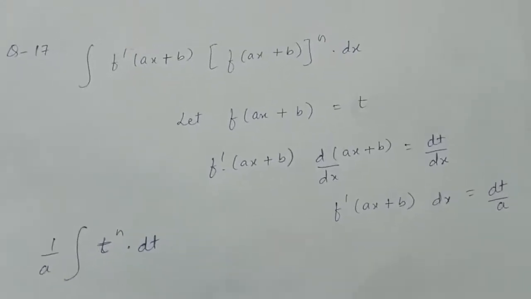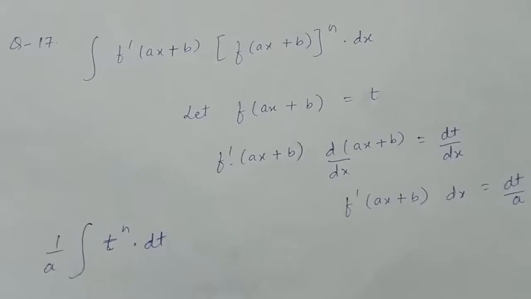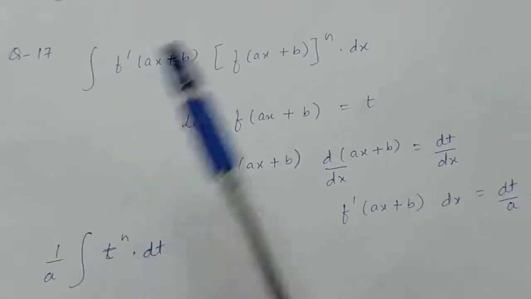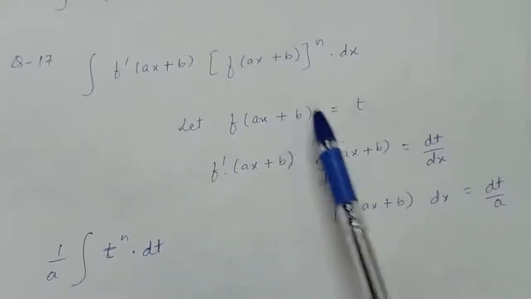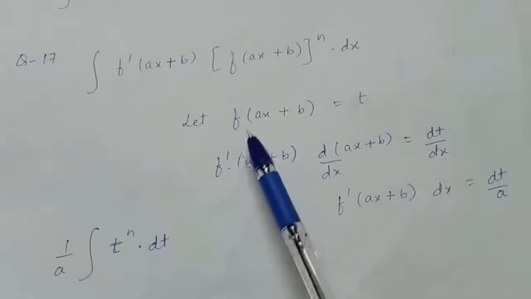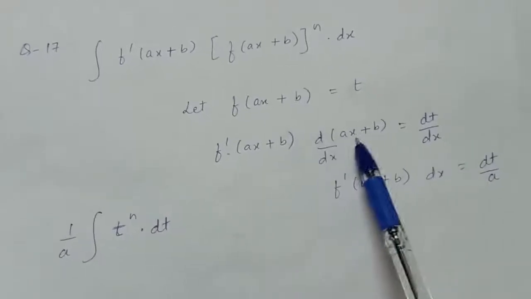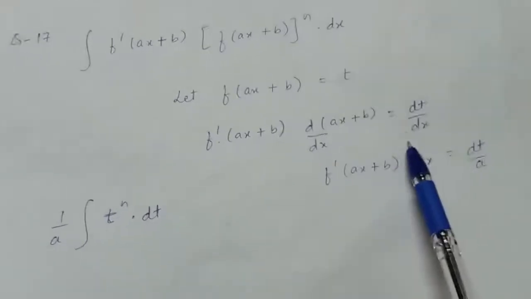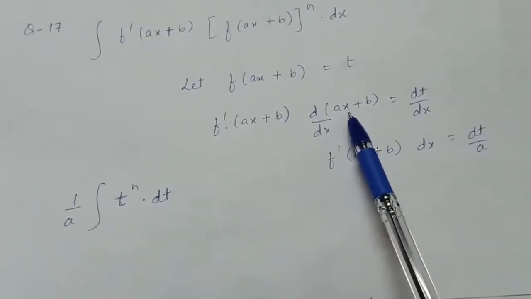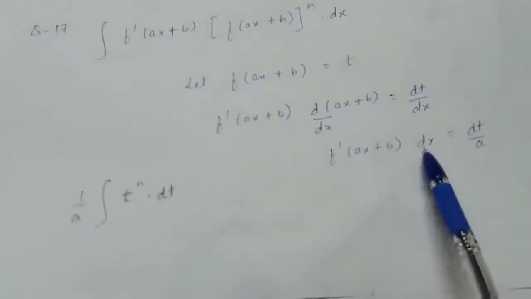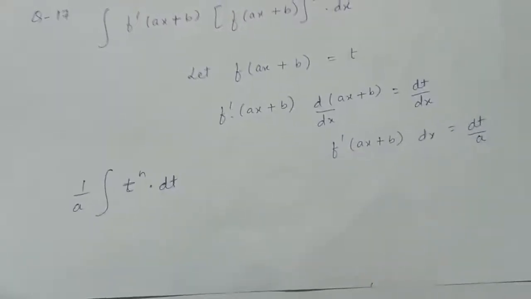Okay, now question number 17 is the integral of f dash (ax plus b) into (f of ax plus b) whole raised to the power n. So obviously we can see the derivative of this f of ax plus b is in the integrand. So let this equal t. Now the derivative of this will be f dash (ax plus b) into the derivative of ax plus b, equal to dt upon dx. Now f dash (ax plus b) as it is, and the derivative of this will be a. Take this dx to this side and you will get dt upon a, right?